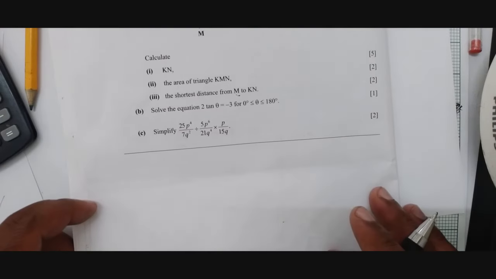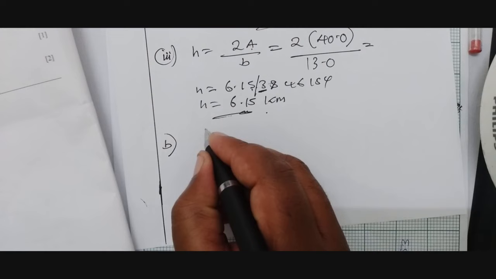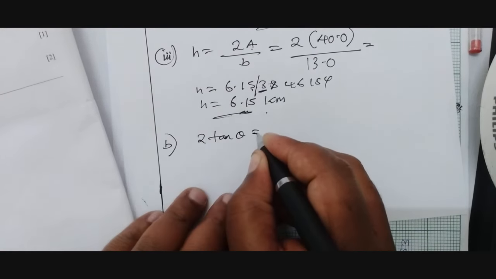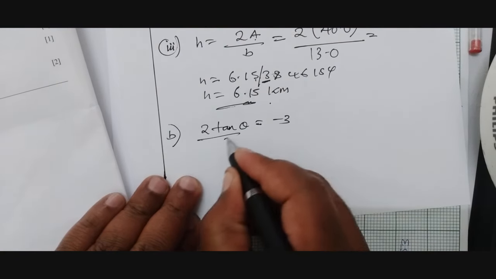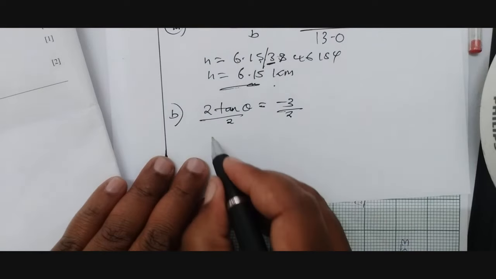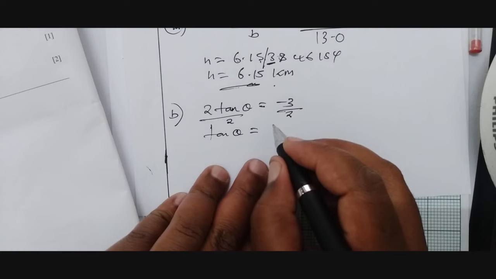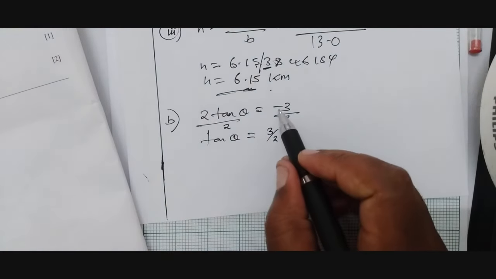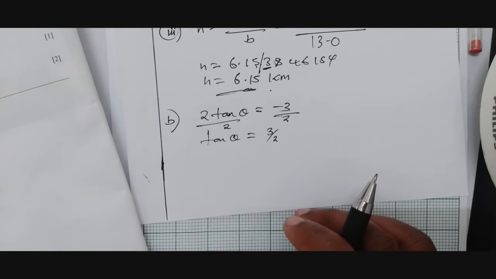There's a question here. Solve that trigonometric equation. Look at the range from 0 to 180. So you're saying 2 tan theta is equal to -3. We divide by 2, we divide by 2. So tan theta is equal to, you can ignore the sign first, 3 over 2. The sign is just telling you where this tan is found.